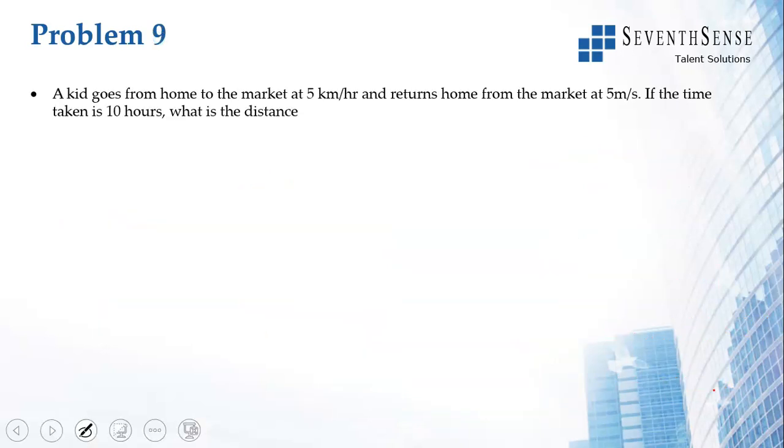A kid goes from home to the market at 5 kilometers per hour and returns home, the same distance, at 5 meters per second. The time taken is 10 hours. What is the distance?